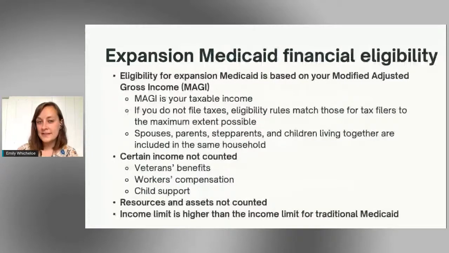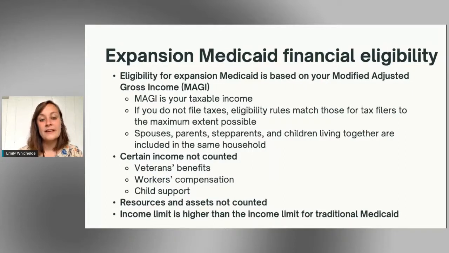One thing that sets expansion Medicaid apart from other types of Medicaid is the financial eligibility guidelines. For expansion Medicaid, your eligibility is based on your modified adjusted gross income, or MAGI. You'll also hear this type of Medicaid called MAGI Medicaid. So MAGI is your taxable income, and if you do not file taxes, then the eligibility rules match those for tax filers to the maximum extent possible. Spouses, parents, step-parents, and children living together are included in the same household.